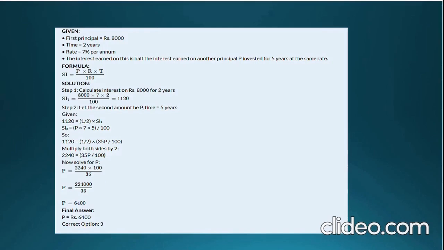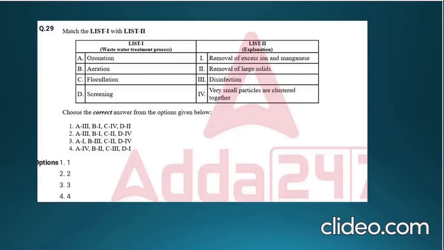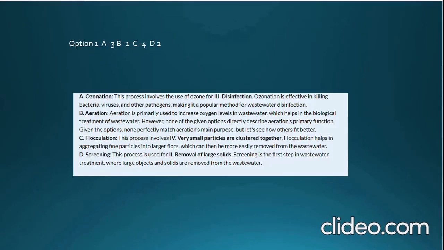Next question, match list 1 with list 2. Ozonation, removal of excess iron and manganese, aeration, removal of large solids, flocculation, disinfection, screening, very small particles are clustered together. Options are given: A3, B1, C4, D2; A3, B1, C2, D4; A1, B3, C2, D4; A4, B2, C3, D1. Options 1, 2, 3 and 4 are given. So the correct answer is option 1, that is A3, B1, C4, D2.